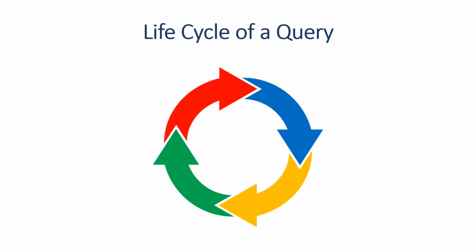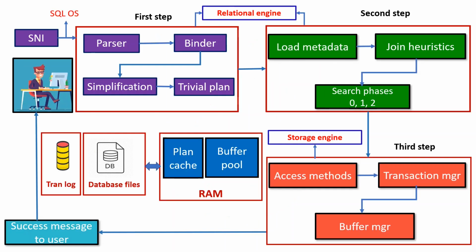Let's talk about the life cycle of a query. The life cycle of a query is divided into 3 different steps. The first step contains the components parser, binder, simplification, and trivial plan. All these components inside the first step are very simple and very lightweight for SQL Server. They don't require many resources at all. They just require the query definitions as well as the table definitions.